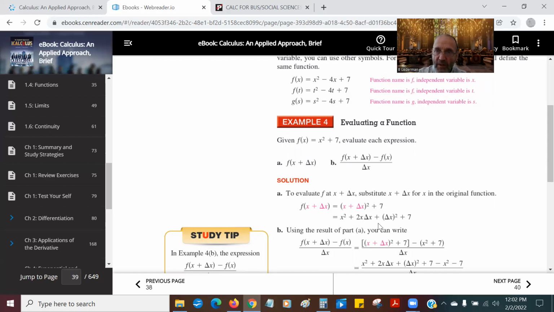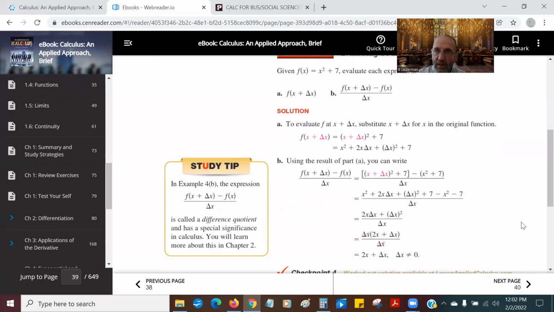Now if I multiply this out, like a binomial, like FOIL it out, I get x squared plus 2x delta x plus delta x squared plus 7. Don't forget that middle term when you FOIL it out. And there we go. Now, if I subtract f of x from the previous answer and then divide the whole thing by delta x, what I'm going to wind up getting is x squared plus 2x delta x plus delta x squared plus 7, then minus f of x itself. So it's minus x squared minus 7.